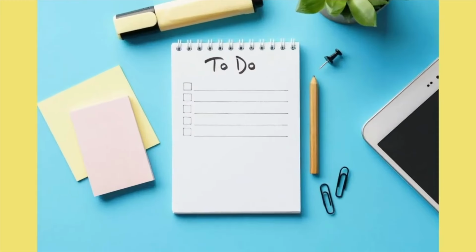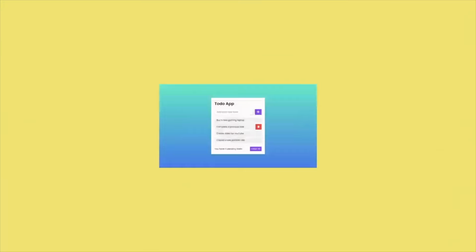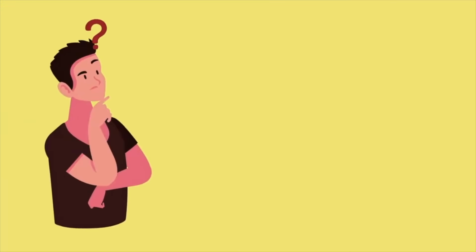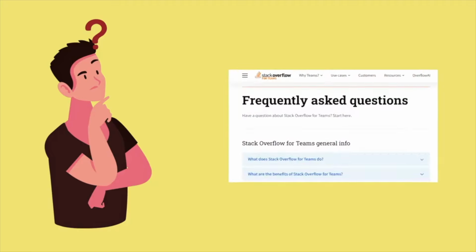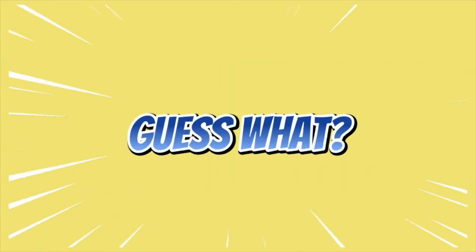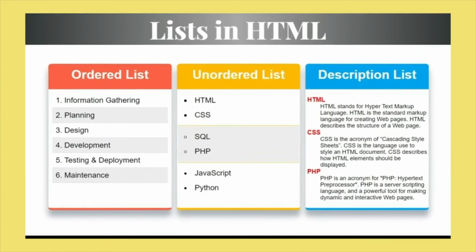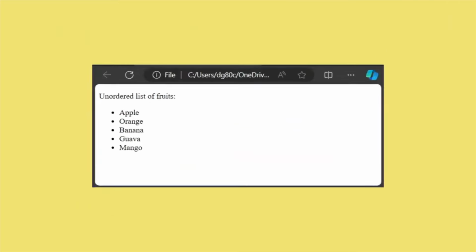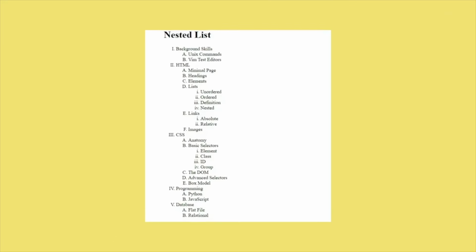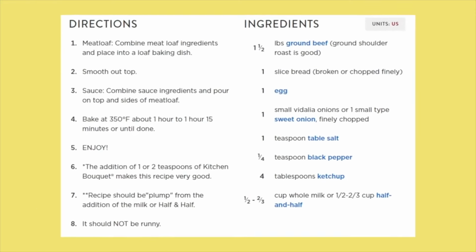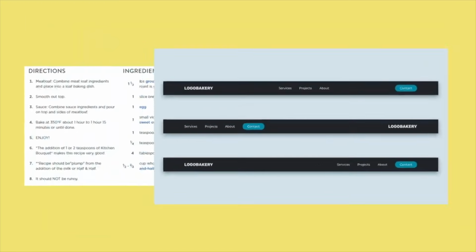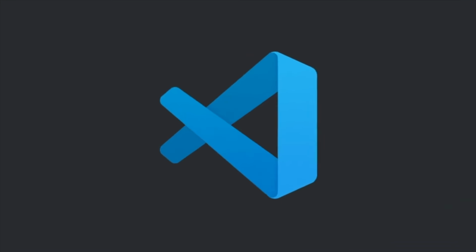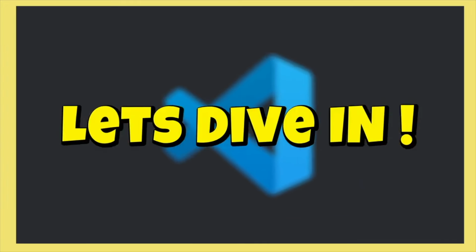Ever tried to write a to-do list, but on a website? Or ever wondered how a website shows bullet points, step-by-step instructions, or even FAQs? Well, guess what? That's all done using lists in HTML. And in this video, I'll show you 3 types of lists you can create, from classic bullet points to structured descriptions, and how to use them like a pro. So whether you're making a recipe site or navbar or just want to organize your content like a boss, grab your code editor and let's dive in.